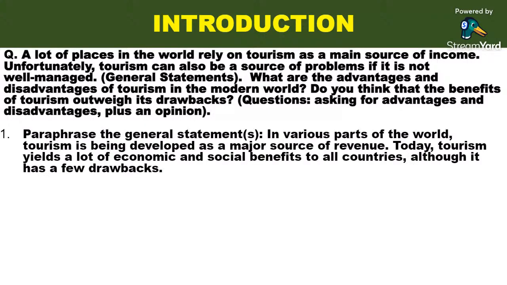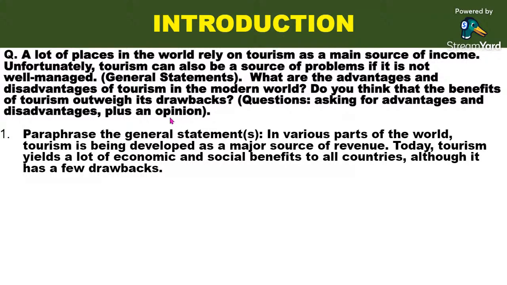So let's now look at how you get your introductory paragraph. The first thing is to paraphrase the general statements. Now, you can paraphrase the general statements as follows. In various parts of the world, tourism is being developed as a major source of revenue. Today, tourism yields a lot of economic and social benefits to all countries, although it has a few drawbacks.